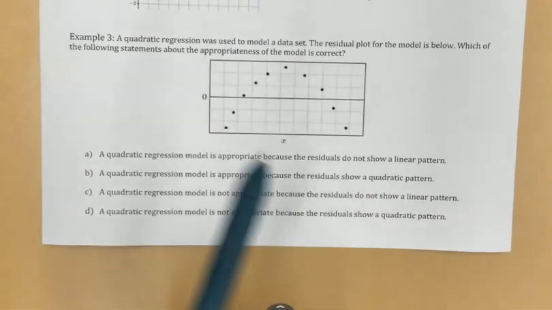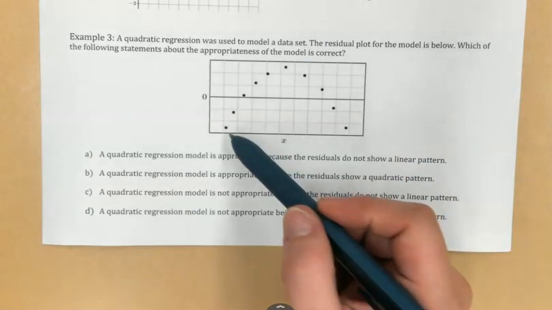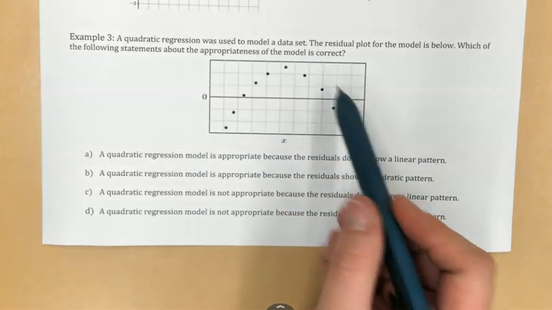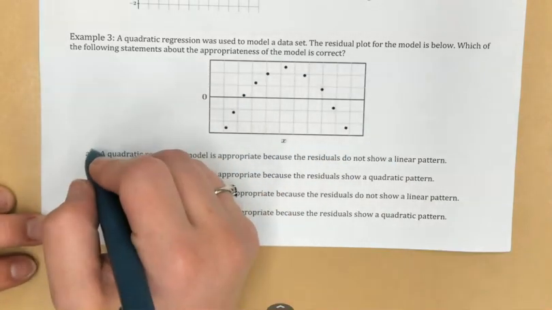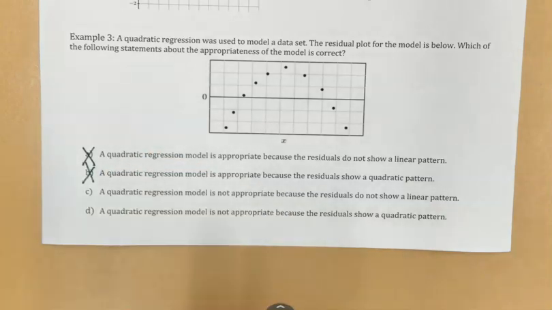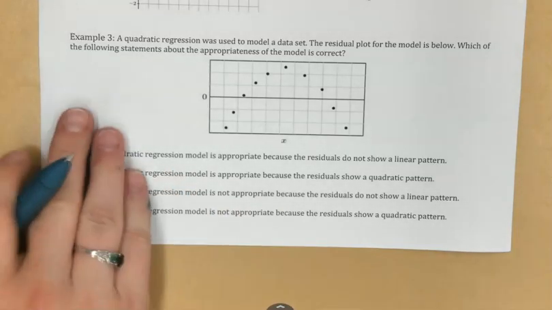Another example, if we used a quadratic regression for this set of data and this is my residual, I know that this is not a clear example of the correct model, so that's going to eliminate answer choices 1 and 2. It is not an appropriate model. And why do I know that? Because it shows a quadratic pattern, which I don't want to see.